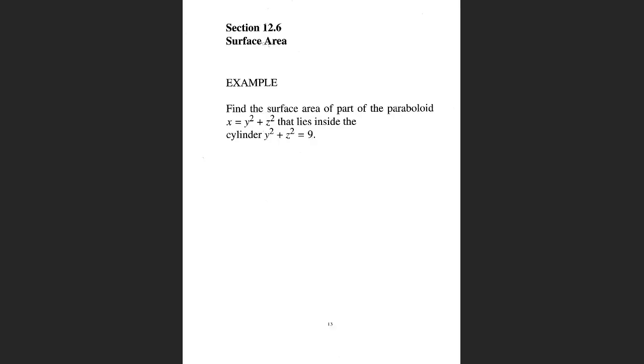Okay, so we have here a problem dealing in section 12.6 with surface area. Find the surface area for the part of the paraboloid that lies inside the cylinder. And we have a formula to find surface area, but what would be a good start to doing this problem, you think? What do you think would be a good way to start this problem?